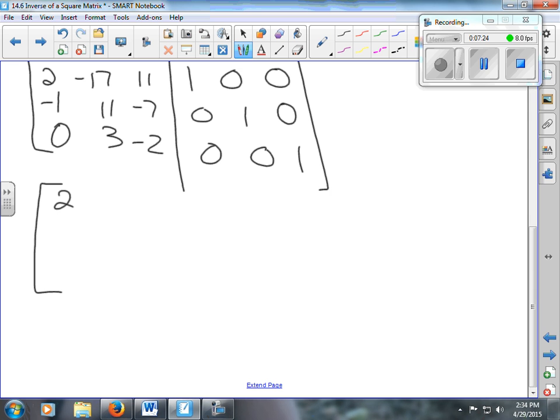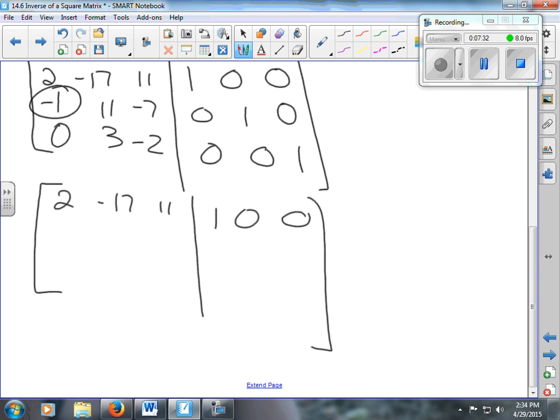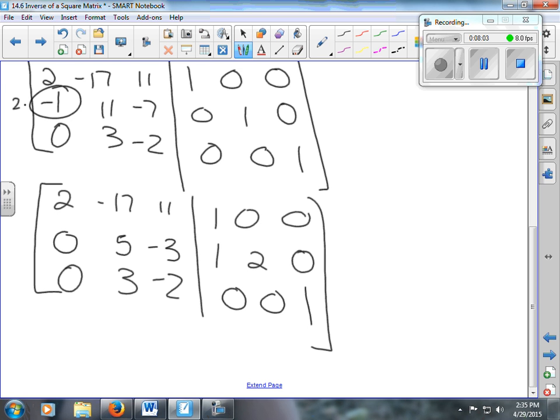It would be 2, negative 17, 11, 1, 0, 0. I'm going to change this negative 1 into a 0 by taking row 1 plus 2 times row 2, and that's my new row 2. So negative 17 plus 22 is 5. And then 11 minus 14 is negative 3. And then 1 plus 0 is 1, and then 0 plus 2 is 2. 0 plus 0 is 0. Now my bottom row, I don't have to do anything to because it already had a 0. Yay. All right, so now I've got my zeros here.